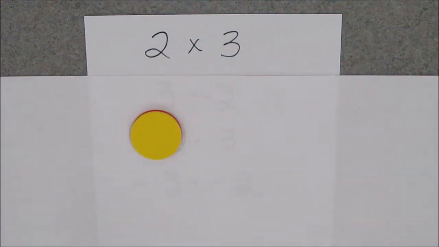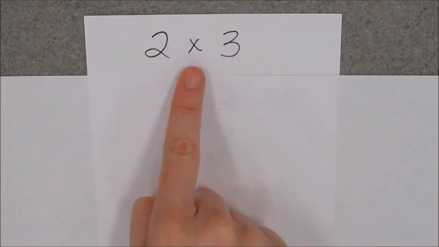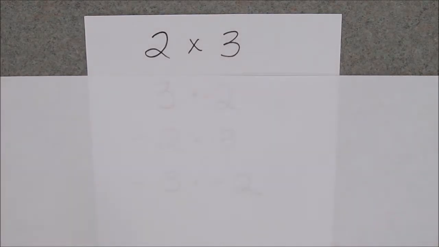Today we're going to be multiplying using integer chips. Just a reminder, yellow is positive and red is negative. When we multiply, we have groups of items. So here I have two groups of 3 positives.